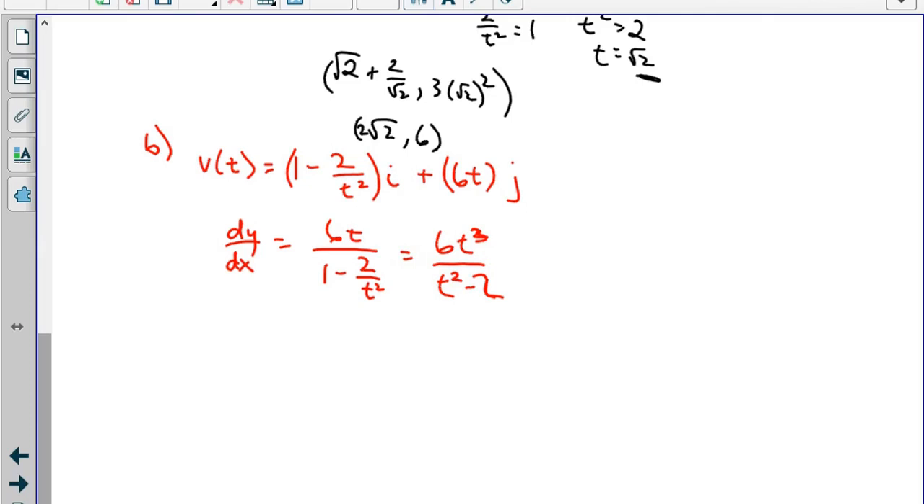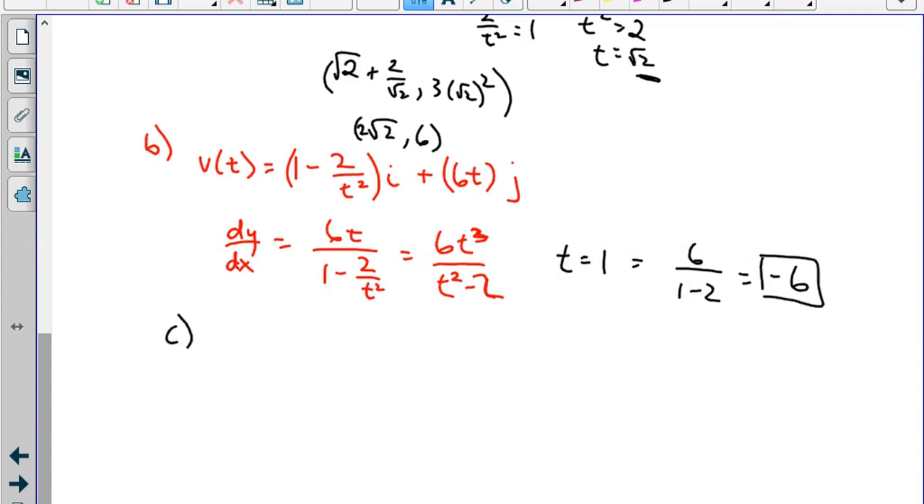When t equals 1, that means I have 6 over 1 minus 2, which is 6 over negative 1, or negative 6. So that is dy/dx at t equals 1. Part C. If I want d squared y over dx squared, I will take the derivative of dy/dx and then put that over dx/dt.